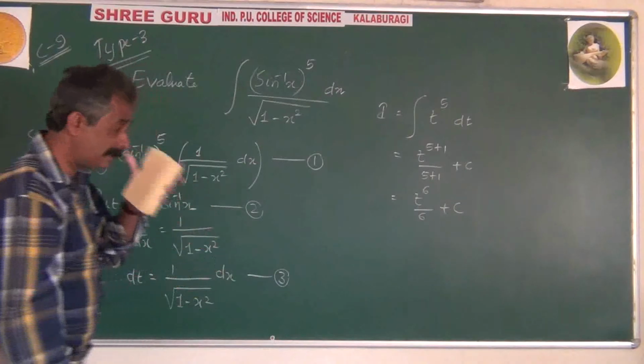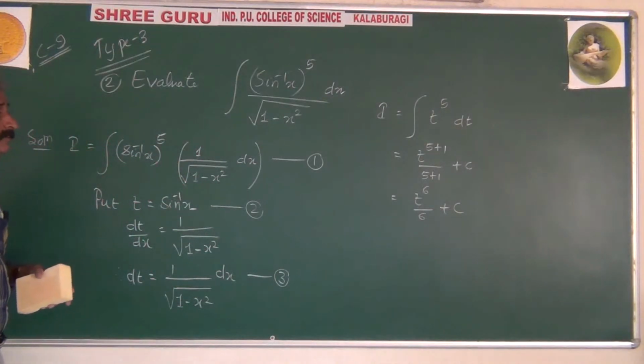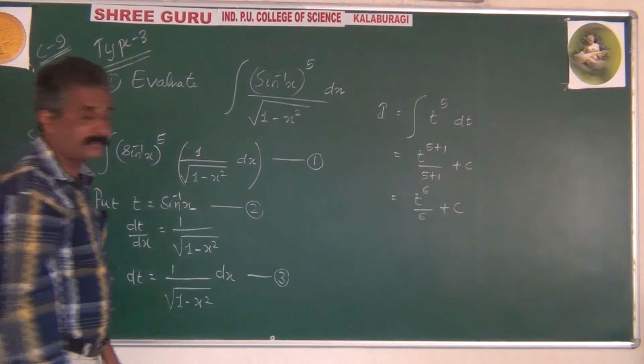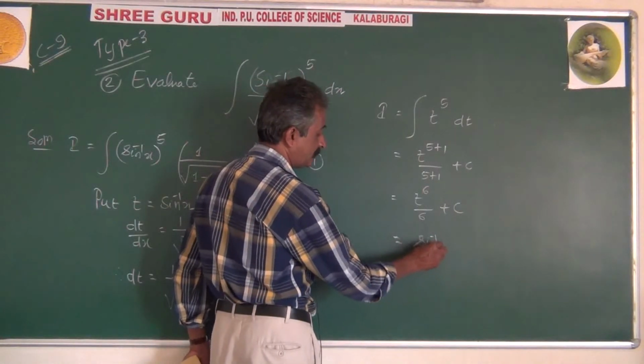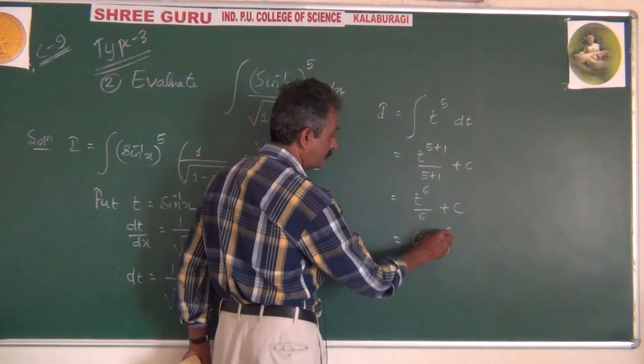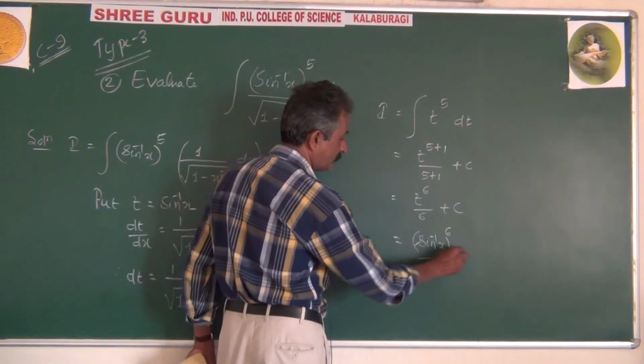But more importantly, replace back the value of t. What is the t value? Sin inverse x. That is (sin inverse x) power 6 by 6 plus c.